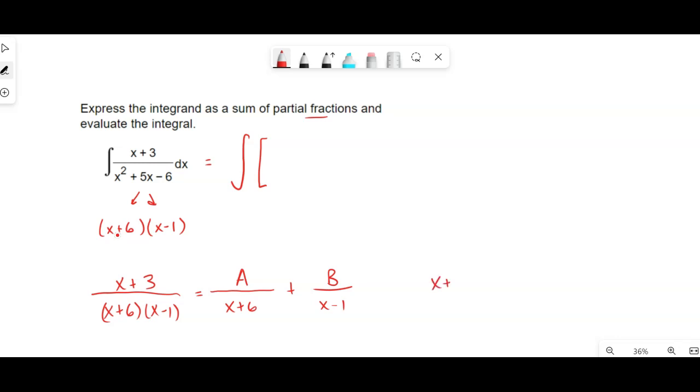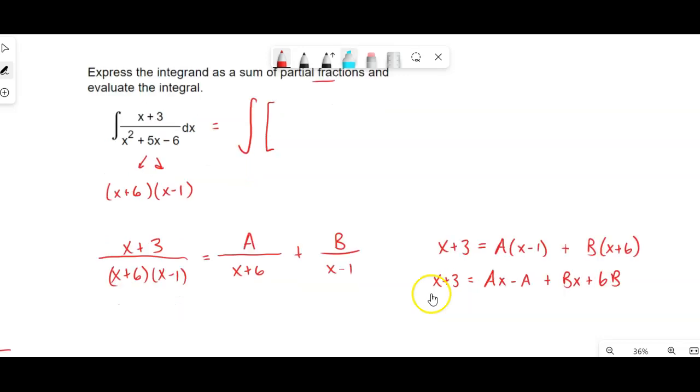So I'm going to get x plus 3 on the left. Remember, we're going to multiply by the denominator of the left side, so that's completely going to go away. The x plus 6 is going to cancel the x plus 6 here and leave me with an a times x minus 1. The x minus 1 is going to cancel and leave me with b times x plus 6. All right, so from here I can see that the a and the bx have to combine to give me a 1. I also see the negative a plus 6b has to combine to give me 3.